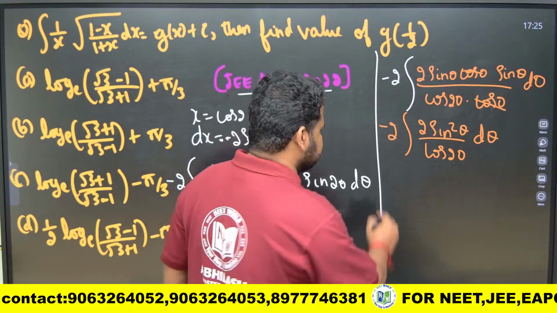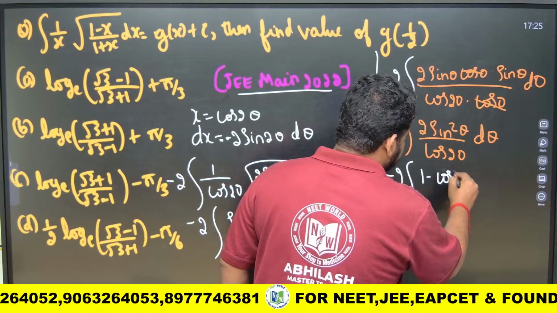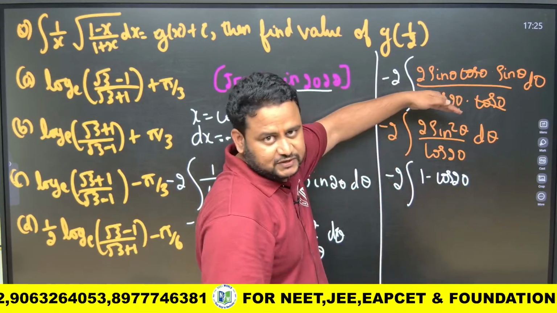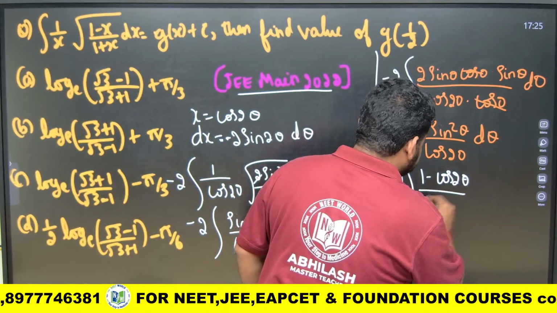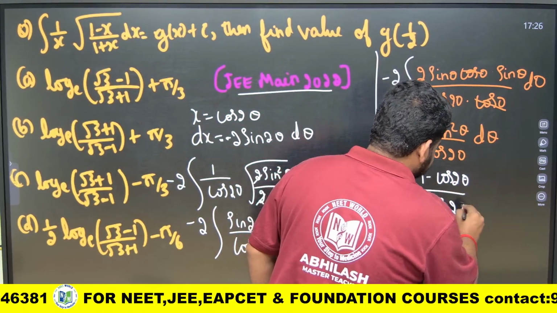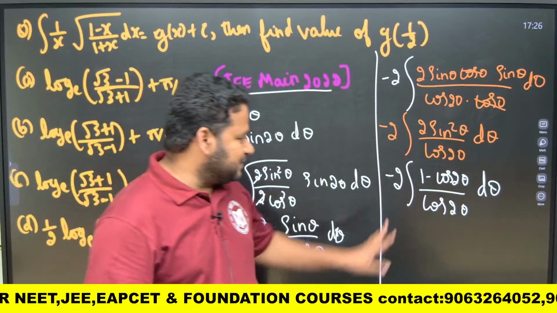1 minus cos 2 theta. So this will become what? Minus 2 times 1 minus cos 2 theta, which is nothing but equal to 2 sin square theta. So this will become 1 minus cos 2 theta divided by cos 2 theta. Yes, got it. Okay, I hope it is clear now.